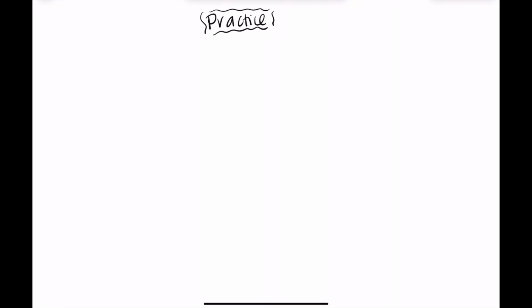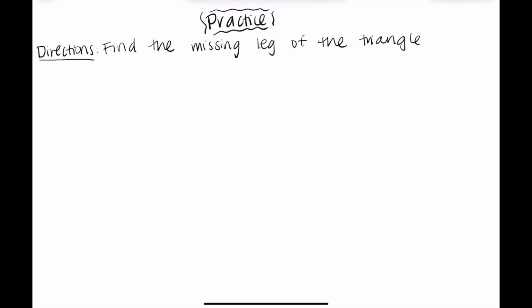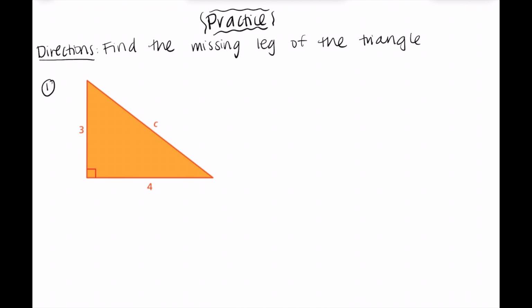And we're going to solve for different sides and be given different things just so we're very comfortable with this topic. The directions for our practice section say to find the missing leg of the triangle. And for our first practice problem here, I've copy pasted a picture of our diagram. And as you can see, we have two sides and we're looking for the third.